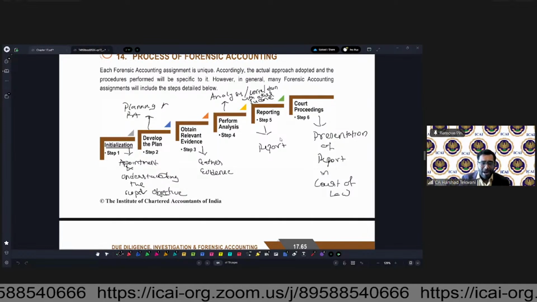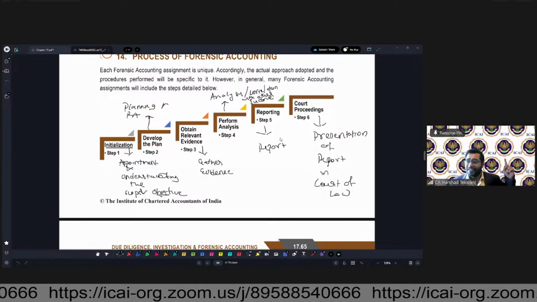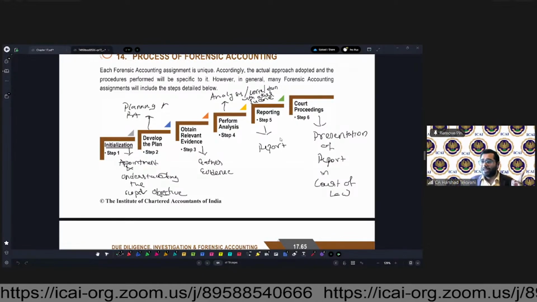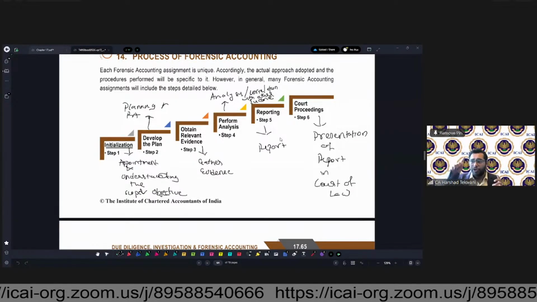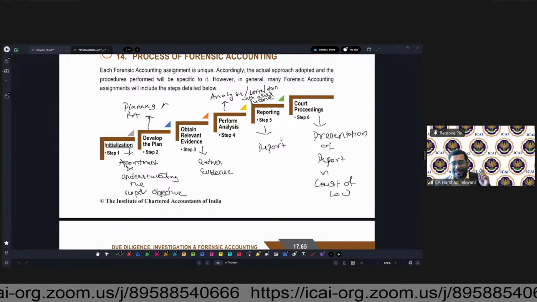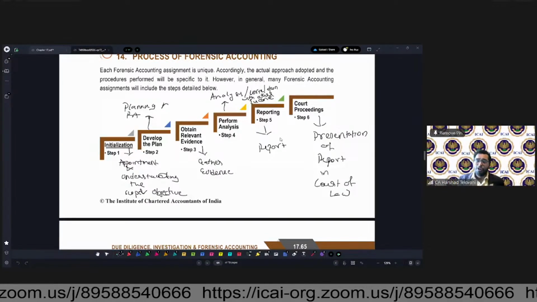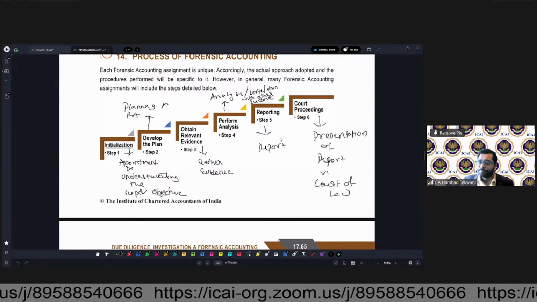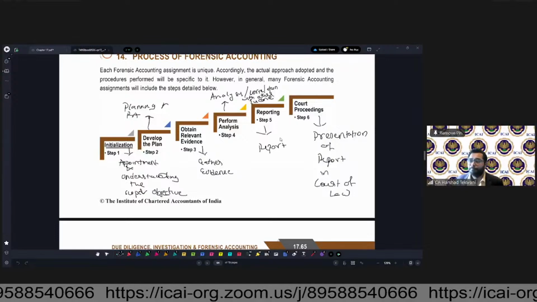But as we discussed, the 6 steps of forensic accounting include: first is the initialization and mandate. Second is develop the plan. Third is obtain relevant evidence. Fourth is perform the analysis to connect the dots. Fifth is the reporting, and sixth is the court proceedings. This is how the whole forensic accounting is done. Any doubt till now? No, sir. Thank you.